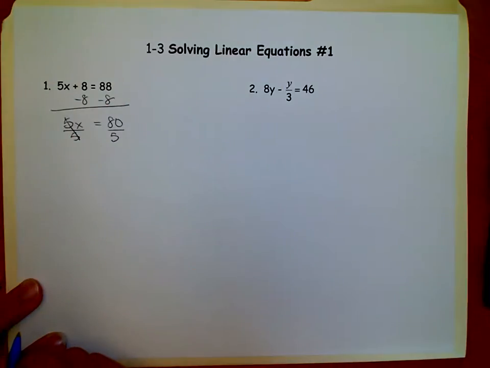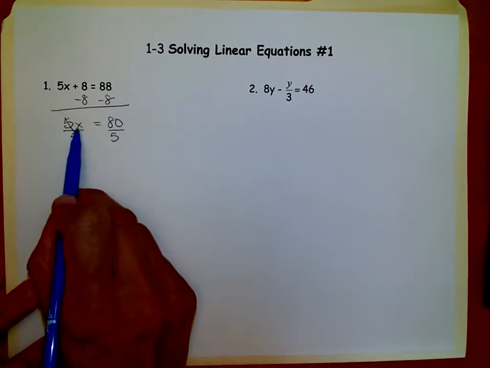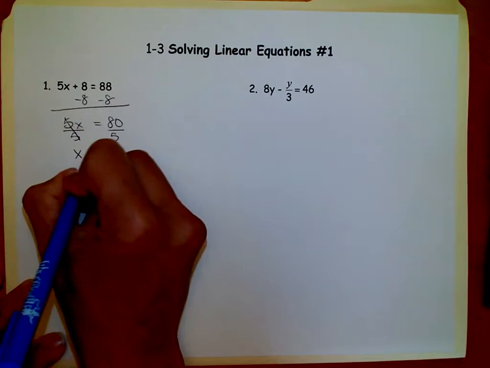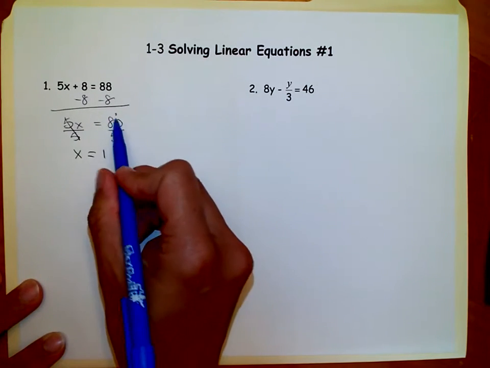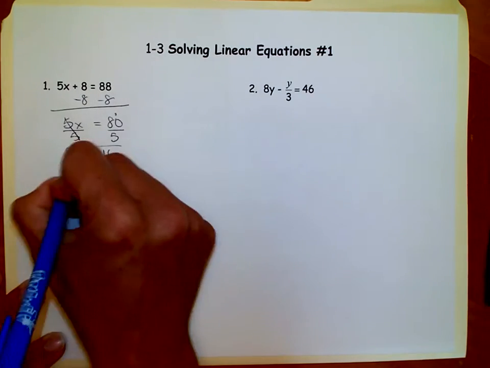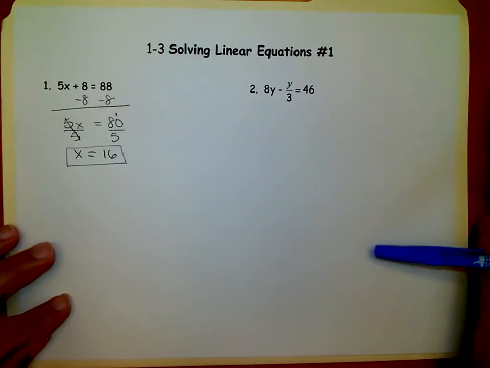So the 5's cancel because 5 divided by 5 is 1, and 1 times x is just x. And 5 goes into 8 one time with 3 left over, and 5 goes into 30 6 times. So our answer is 16.